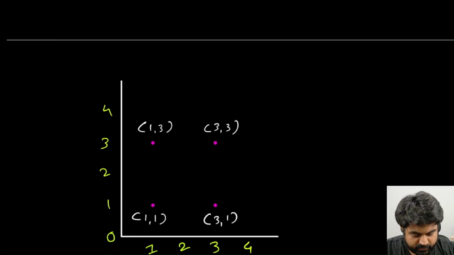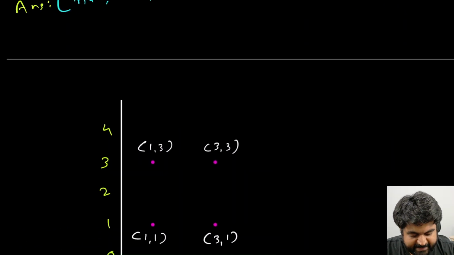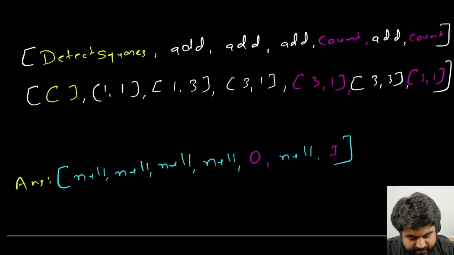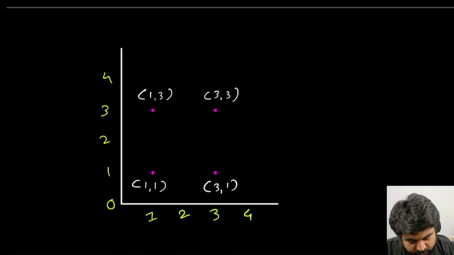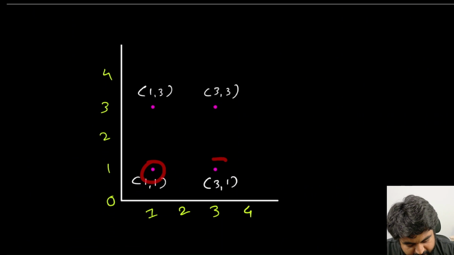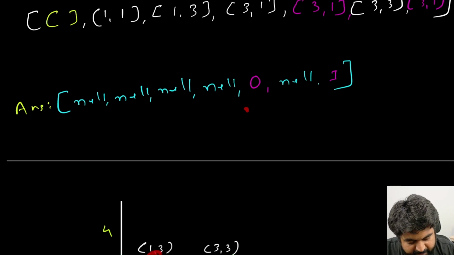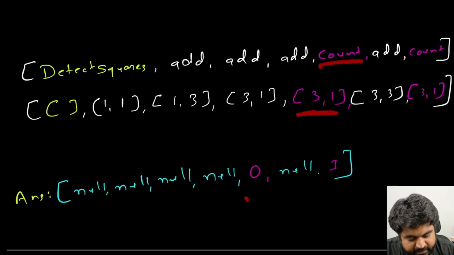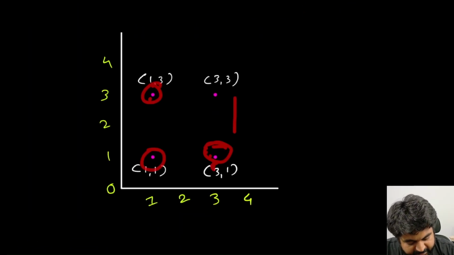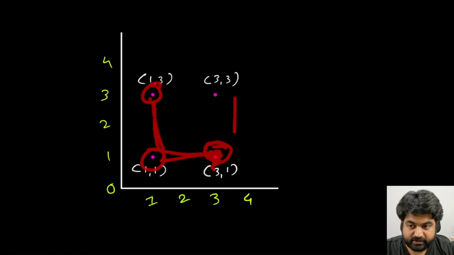So now let's see how it looks visually. In this example, first we initialize DetectSquares, then we add three values: 1 1, 1 3, and 3 1. So they are over here, only these three values. At the same time we also call count, checking whether there exists any square from this 3 1 point. Notice that at this moment we only have these three points, so we are not able to generate a square.